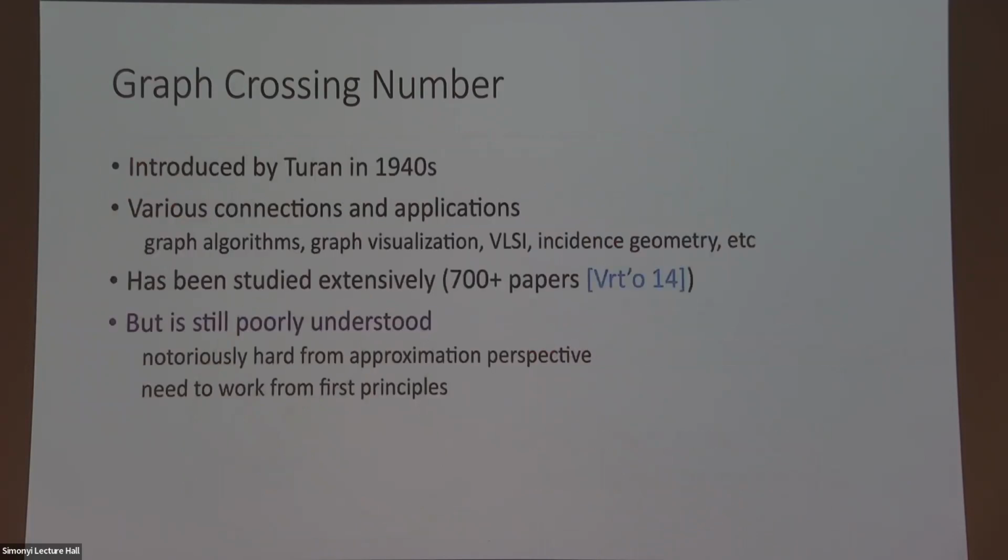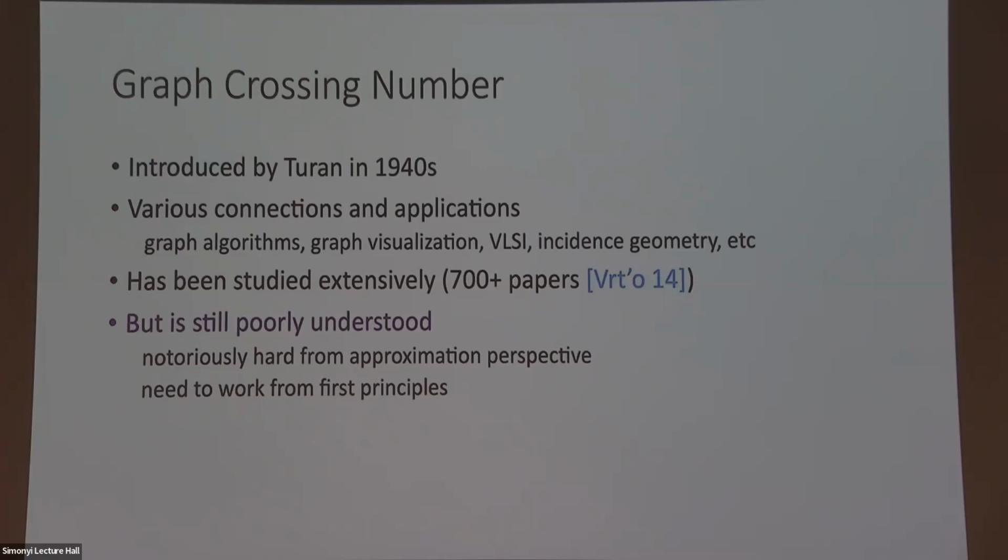Okay, so this problem has a very long history. Actually, I think it was introduced by Paul Turán in the 1940s during World War II, where they wanted to design real roads to facilitate transportation, and for real roads, crossing is a dangerous thing, so minimize the number of crossings. And then it has been studied extensively, and it has found various applications and connections to other areas, both industrial and theoretical: graph algorithms, graph visualization, VLSI design, incidence geometry, etc.